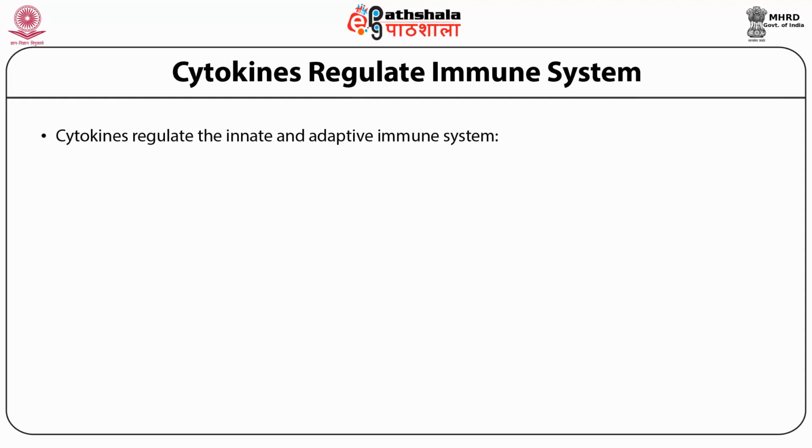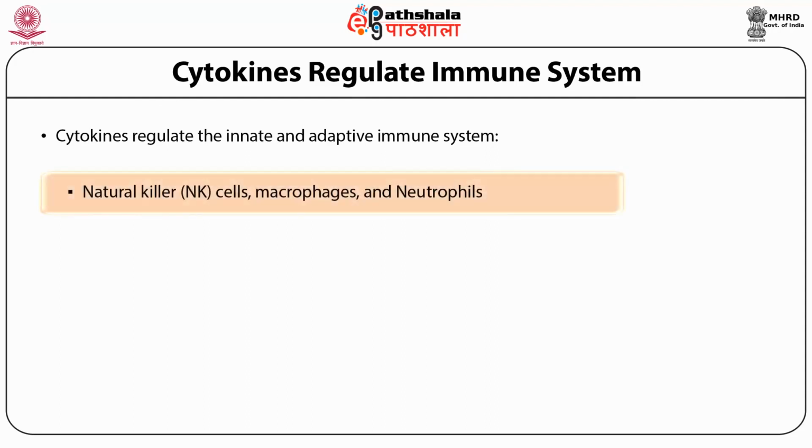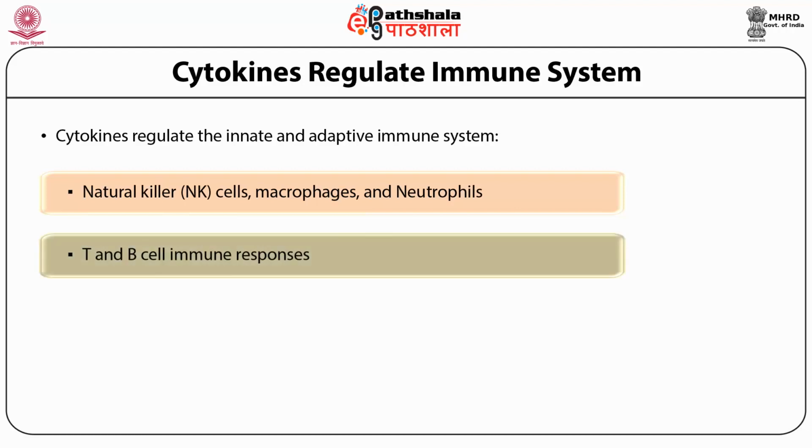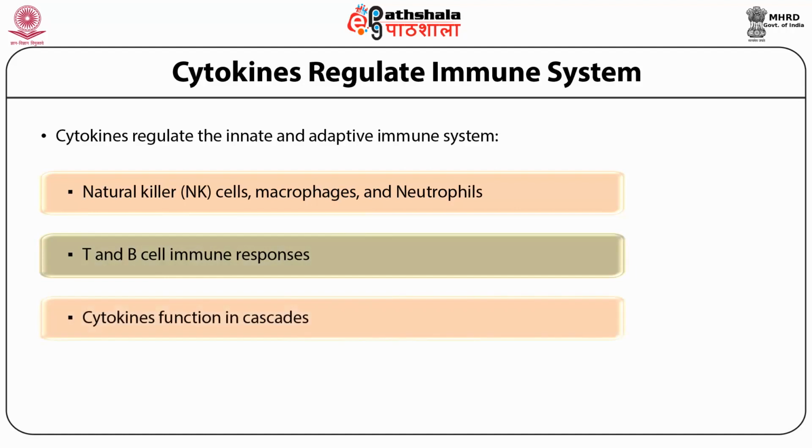Cytokines regulate the innate immune system, natural killer cells, macrophages, and neutrophils. They also regulate the adaptive immune system, the T cells, B cells, and immune responses. In the immune system, cytokines function in a cascade way. Thus, clinical trials of individual cytokines are rarely useful since cytokines tend not to work individually.